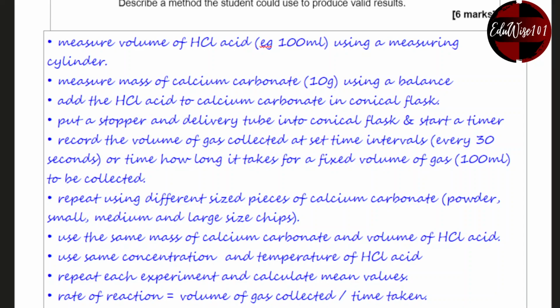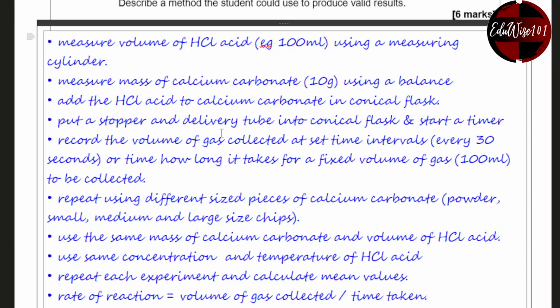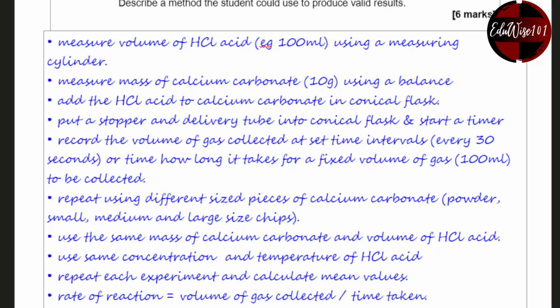Then add the hydrochloric acid to calcium carbonate into the conical flask. Put a stopper and delivery tube into the conical flask and start a timer. Record the volume of gas collected at set time intervals, for example 30 seconds, or time how long it takes for a fixed volume of gas such as 100 ml to be collected.